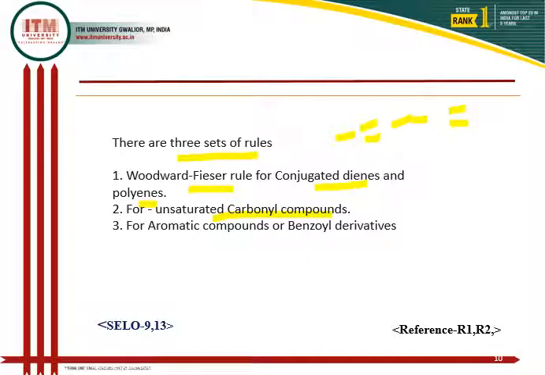The second one is for unsaturated carbonyl compounds, and the third one is for aromatic compounds or benzoyl derivatives. So the three sets of rules are there in the Woodward-Fieser rule: for conjugated dienes and polyenes, then for unsaturated carbonyl compounds, and for aromatic compounds or benzoyl derivatives.